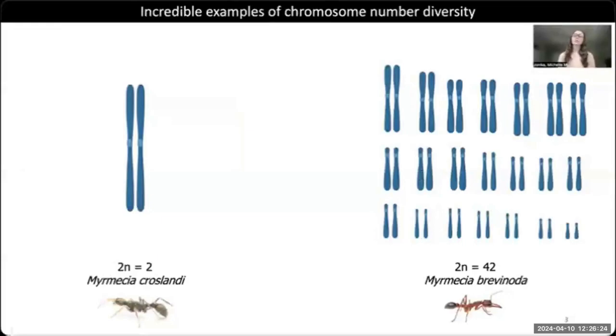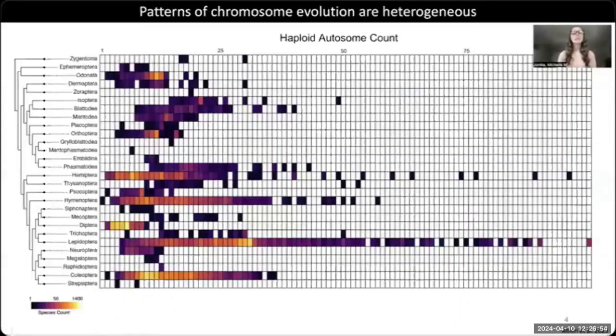And so why do we research chromosome number evolution? The example pictured to the left here is why. These two ants, which are in the same genus and are actually even sister species, have evolved fundamentally different chromosome numbers. The species on the left has a diploid chromosome number of 2, and the other species on the right has a diploid chromosome number of 42. And this is just one example, but we also see this pattern throughout large clades across the tree of life. And we specifically see this in insects.